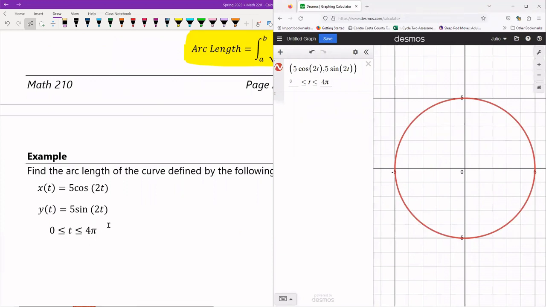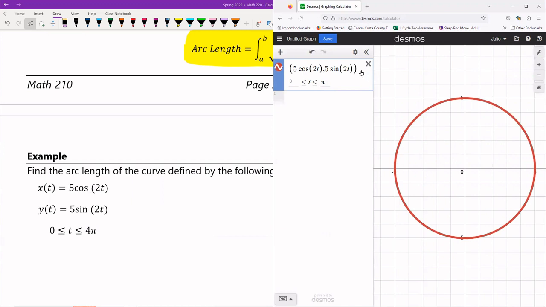Notice how I did it from 0 to 4 pi. I'm going to cut it in half and do 0 to 2 pi. Notice nothing changed. Let me go to just pi. Notice that still nothing changed.